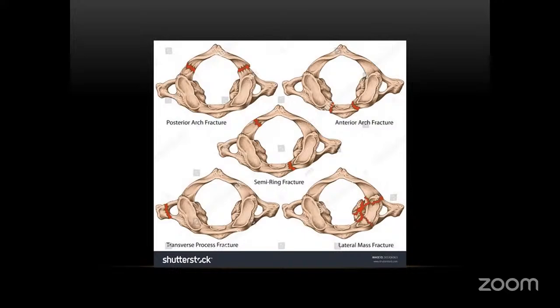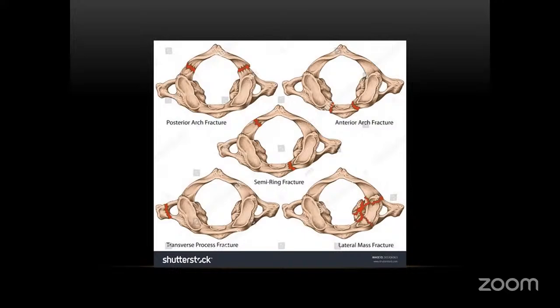Why? Because the deficit is minimized. Because the canal is so large and huge, you can see that it can accommodate the injury, and there is less chance of spinal cord injury. That's why most of the time these patients present only with severe midline neck pain with some restricted movement. The restricted movements are not because of dislocation, it is just because of muscle spasm.